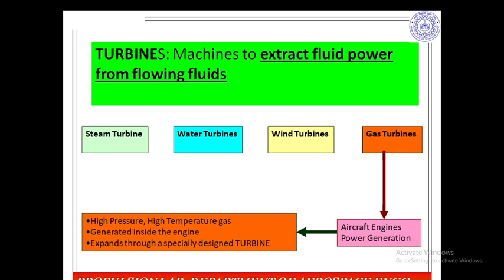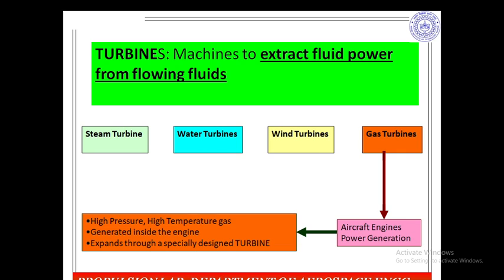These water turbines are used in hydroelectric power plants, where the energy of the water is used to run the turbine, and then this energy of the water is converted to mechanical energy, and then the mechanical energy is converted into electrical energy.